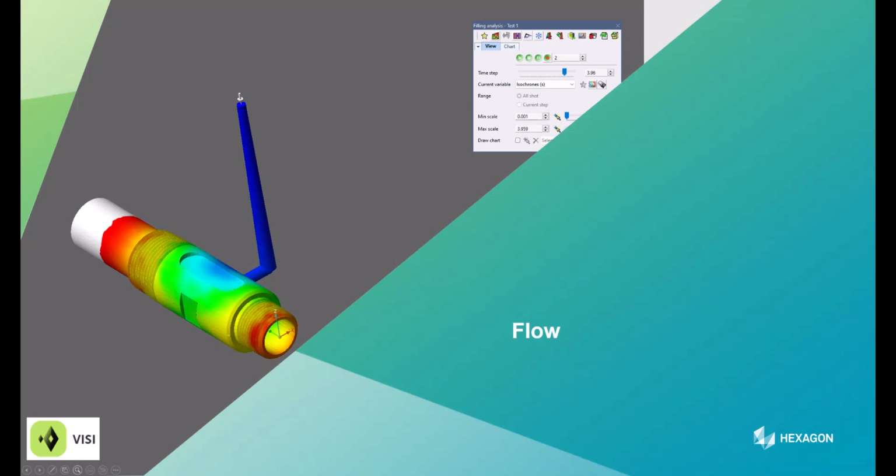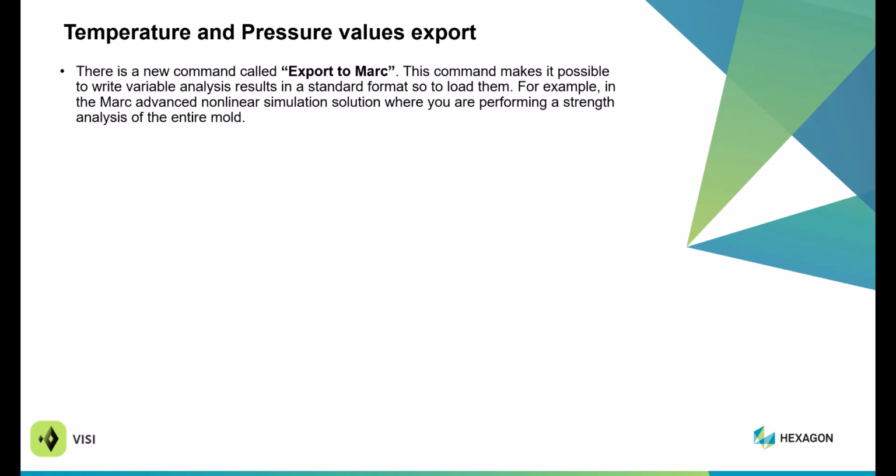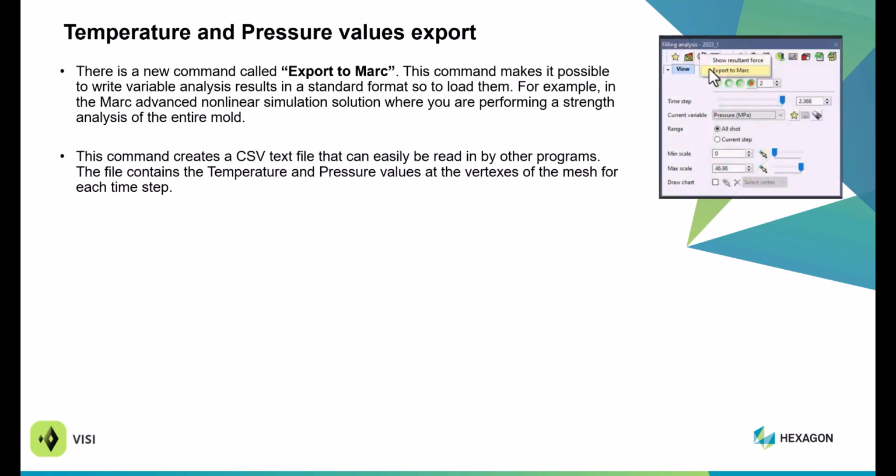So we're going to go into some of the new features within Visi Flow. So we'll start off with the temperature and pressure valve exports. There's a new option called Export to Macro, or MARC for short. Basically, this option allows you to create a CSV file that is easily readable by any other programs to be able to determine the temperature and pressure of the vertex or vertices for a mesh for each time step.